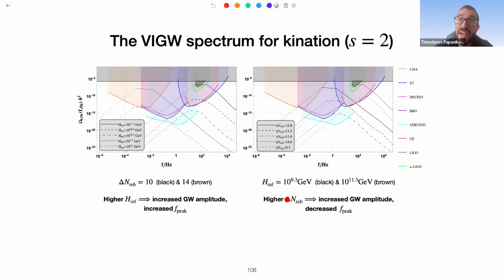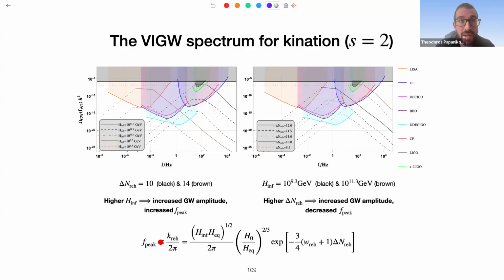Then here we fix H inflation and vary delta N reheating. The trend is that if we increase delta N reheating, we increase the amplitude again, but we decrease the frequency. This increase of the amplitude is somehow expected, since for higher delta N reheating and H inflation, we have a longer post-inflationary era during which we produce these vector-induced gravitational waves. Here I should remind you that the peak frequency of our gravitational waves is related to k reheating we introduced before and depends in this way on our free parameters H inflation, w reheating, and delta N reheating.